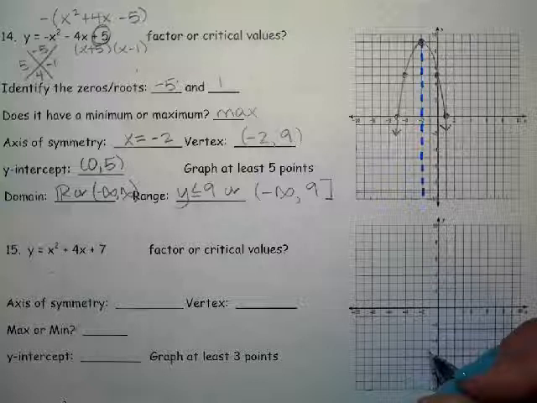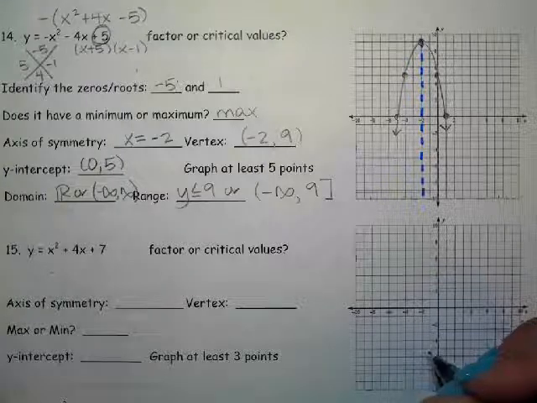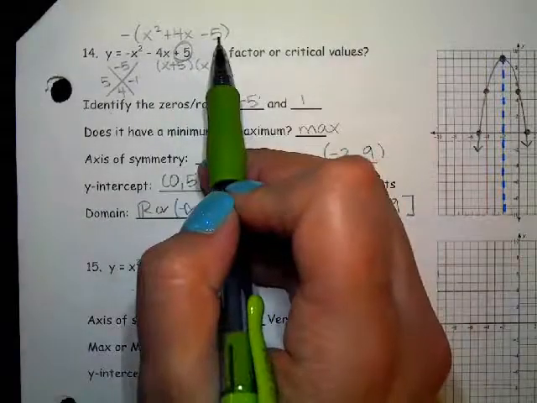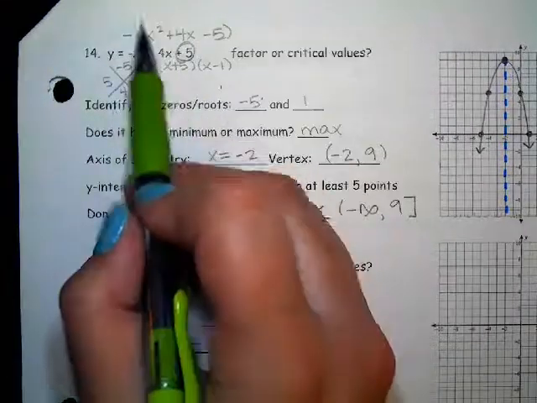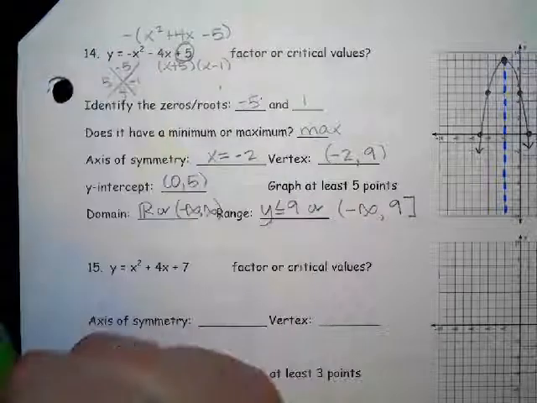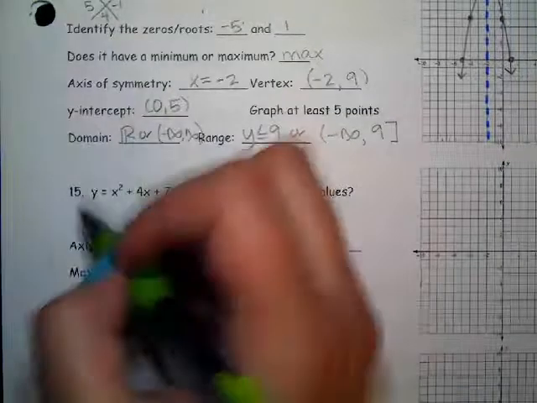So we say multiplies to this one, adds to that one. We factored out the negative in the front. All right, now this one, if we look, we're looking for two numbers that multiply to 7 but add to 4, and is that possible?